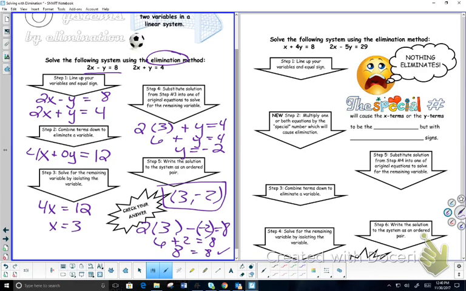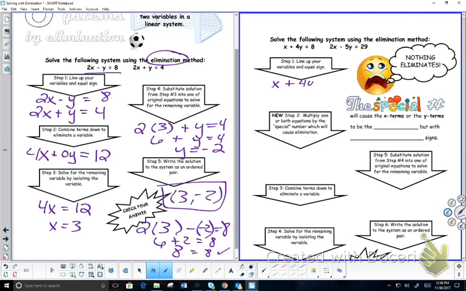Let's try another. This is our next system. Is it set up for substitution or elimination? Elimination. There's not a variable by itself. So we're going to go ahead and write it, lining up both of our variables. X plus 4y equals 8. 2x minus 5y equals 29.